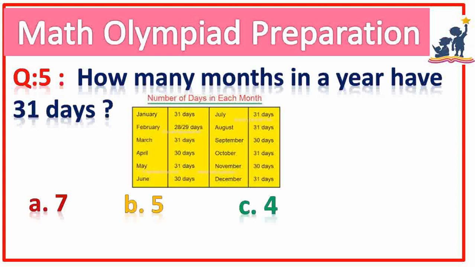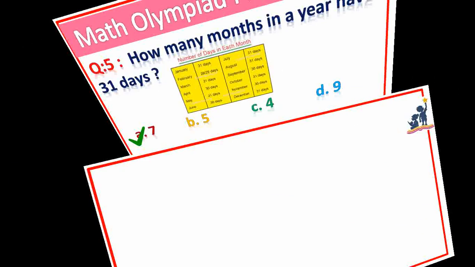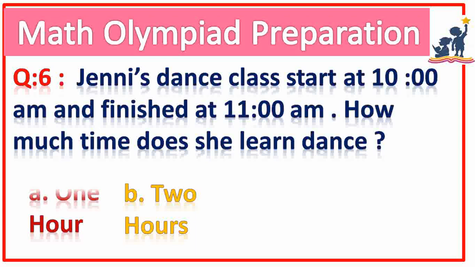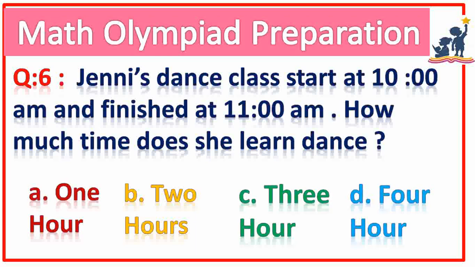Question number 5. How many months in a year have 31 days? 7 months in a year have 31 days. Very good. Question number 6. Jenny's dance class starts at 10 o'clock and finishes at 11 o'clock. How much time does she learn dance? 1 hour. Yes, very good.